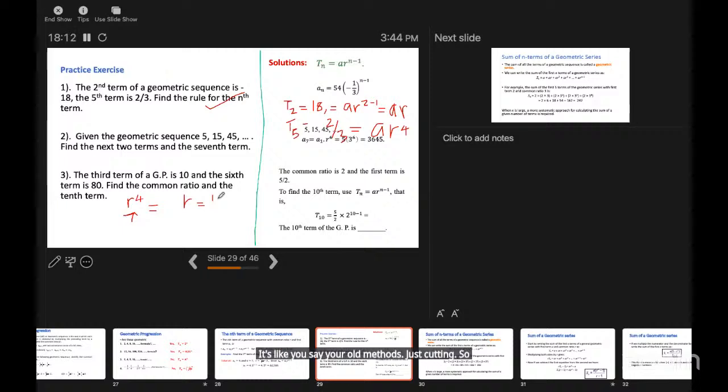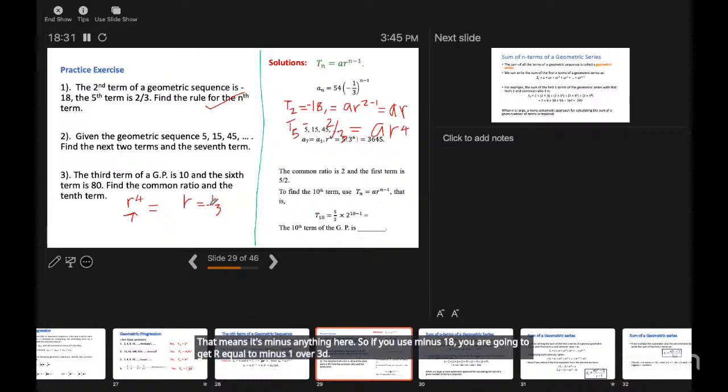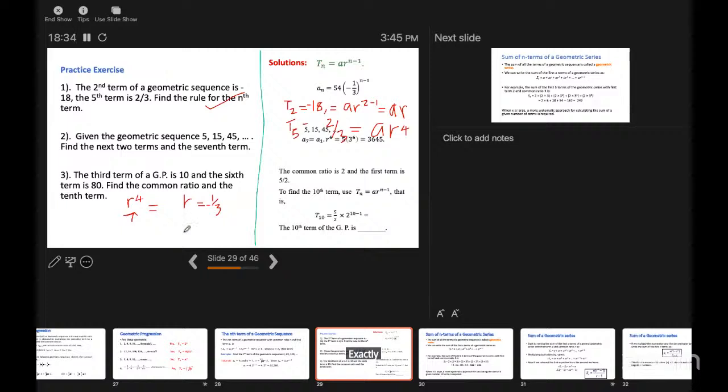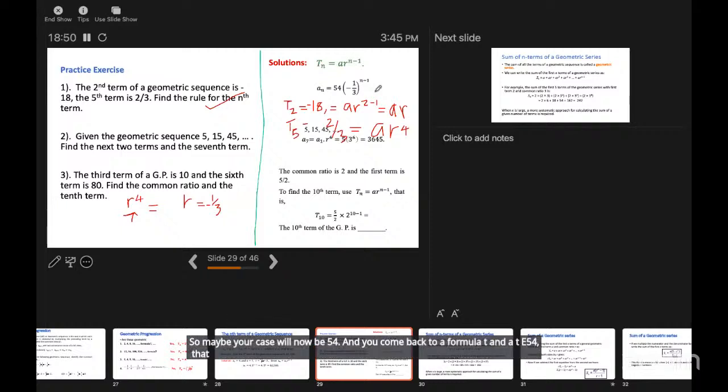So you now get R to be 1/3. That means it is minus 3 that is here, because in my own answer I have minus 1/3. That means it's minus 18 here. So if you use minus 18, you are going to get R equals minus 1/3. Exactly. Then you later come and get A, so maybe your A will now be 54. You come back to the formula Tn, and A is 54 times. That is a method which is fine.